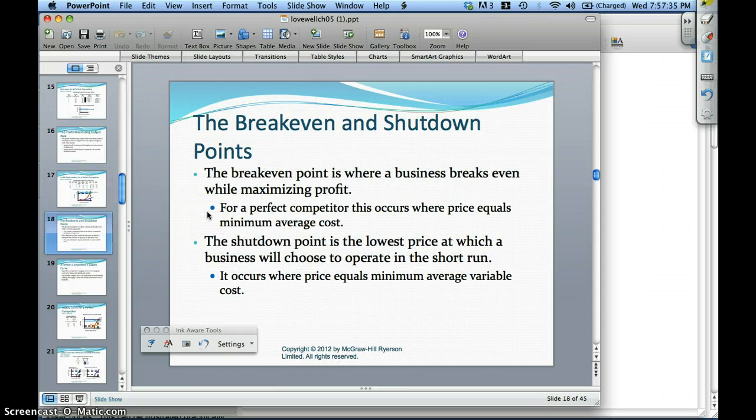The break-even and shutdown points of a business. The break-even point is where a business breaks even while maximizing profit. For a perfect competitor, this occurs where price equals minimum average cost. The shutdown point is the lowest price at which a business will choose to operate in the short run.